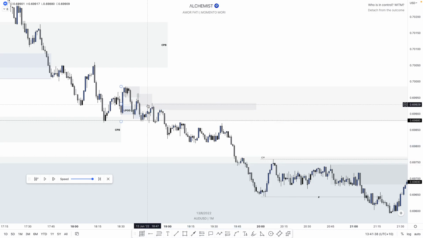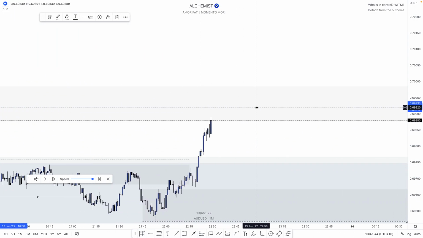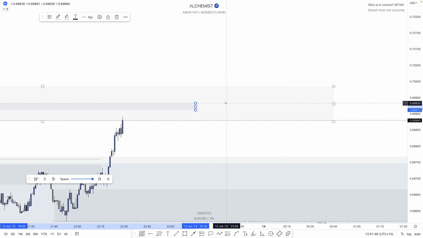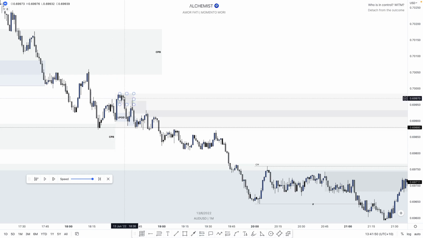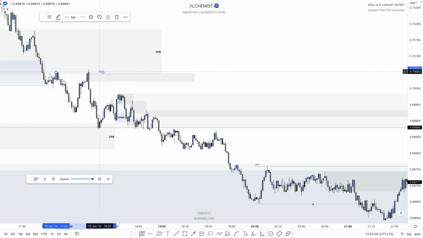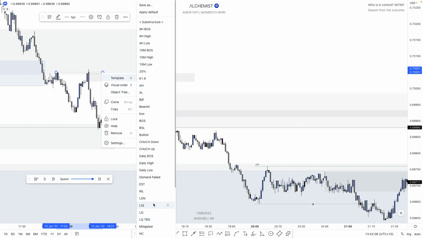Okay, and we can see this guy is a really nice POI, how it's actually developed, and it's also where the extreme of the leg that broke this structure came from. So we can look at this as a potential area in the future. Now, given it's not the extreme of the leg, even this I wouldn't really class as the extreme, more so this, where we can see the liquidity has been swept above here.